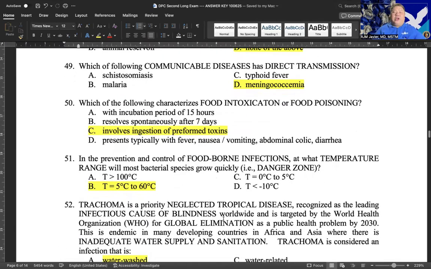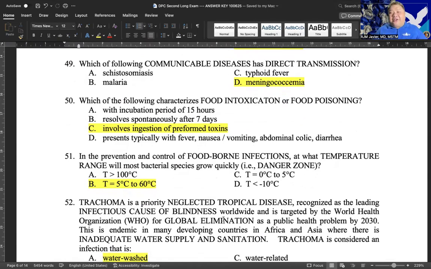Number 49. Which of the following diseases has direct transmission? Basically, when we talk of your malaria, your schistosomiasis, or your typhoid fever, all of these have indirect transmission. When we talk of your direct transmission, often this would involve direct physical contact, or sometimes these are what we call infectious agents that could be transmitted by droplet spread.